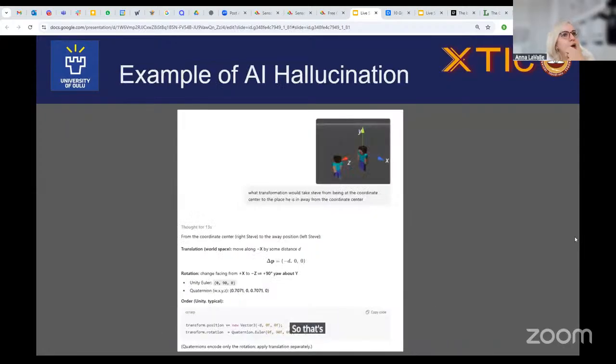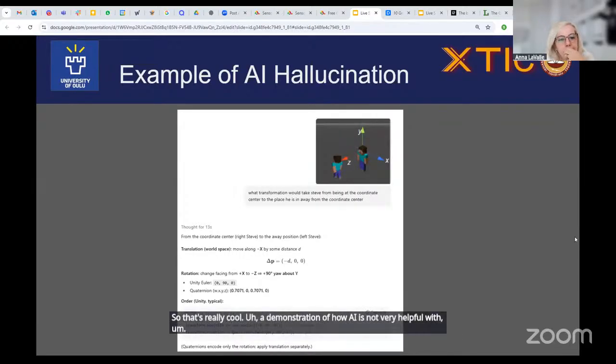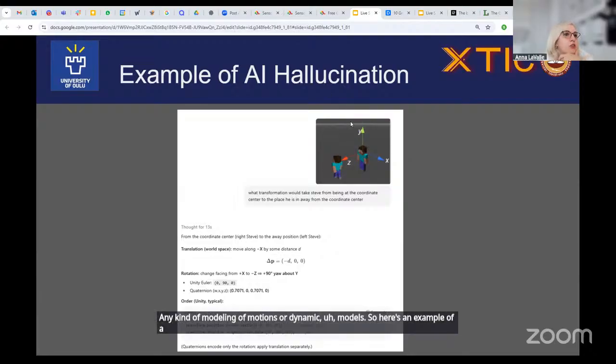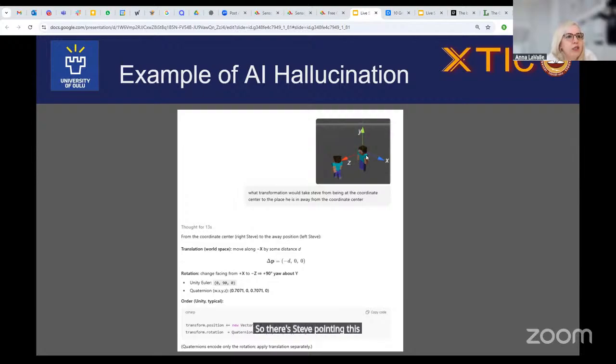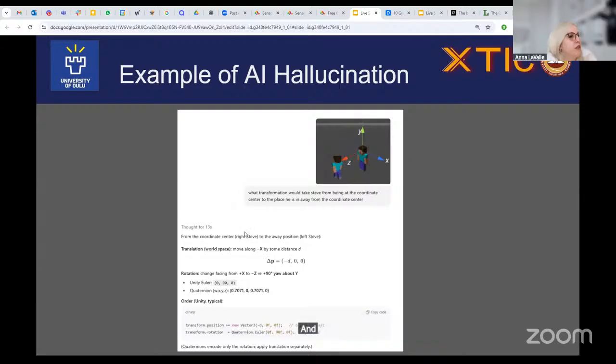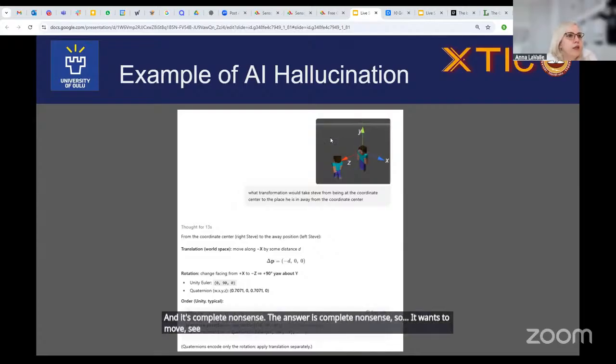That's really cool. Here is a demonstration of how AI is not very helpful with any kind of modeling of motions or dynamic models. Here's an example of AI hallucination. I went again to ChatGPT and put in this picture of one of your quiz questions. There's Steve pointing this way, looking this way, and I just asked what transformation will take Steve from here to here. And the answer is complete nonsense. It wants to move Steve this way and then rotate this way, which would orient Steve completely wrong.